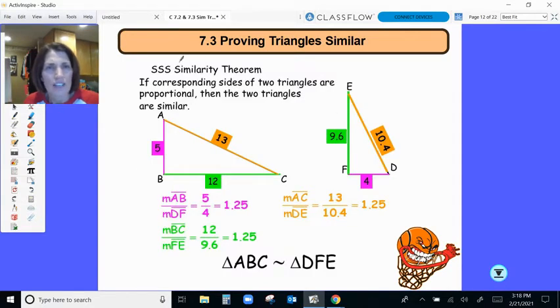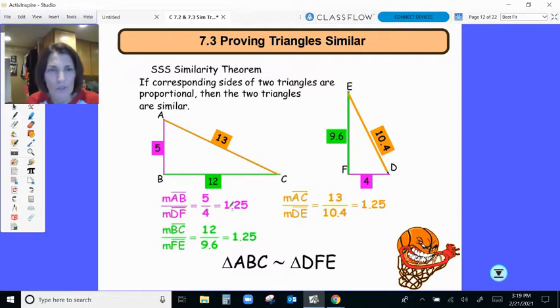This one is side-side-side similarity, which says if all of my sides have the same ratio. So remember, for similarity, they have to have the same ratio, not equal. They have to have the same ratio. So if all three of my sides have the same ratio, then the two triangles are similar.